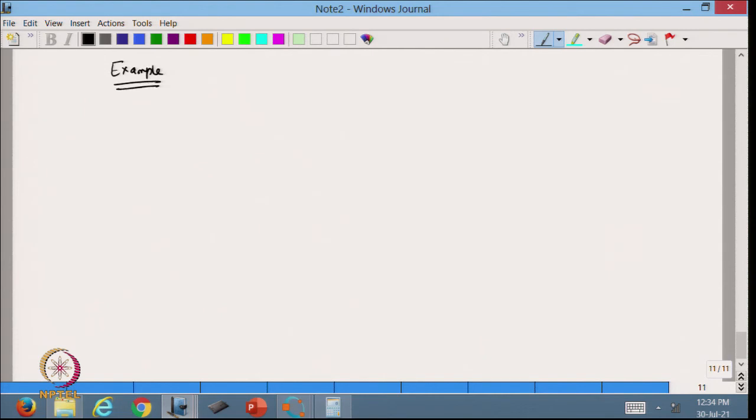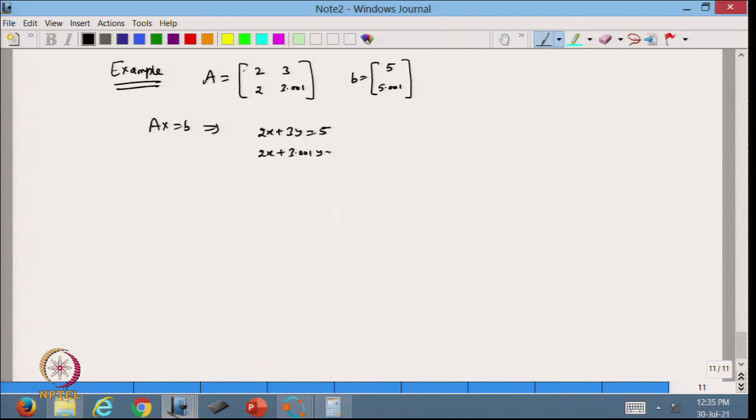Suppose I take a matrix A, let us take a simple matrix 2, 3, 2, 3.001. Suppose I take this matrix, and the right hand side vector B I take 5 and 5.001. Let us take this one. Now, Ax is equal to B, which implies that it should be 2x plus 3y is equal to 5, and 2x plus 3.001y is equal to 5.001.